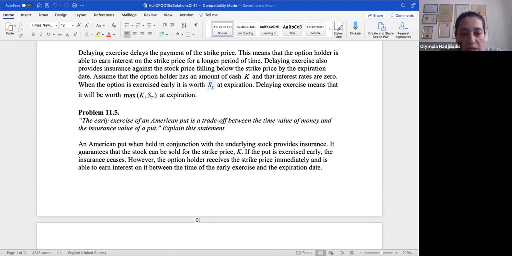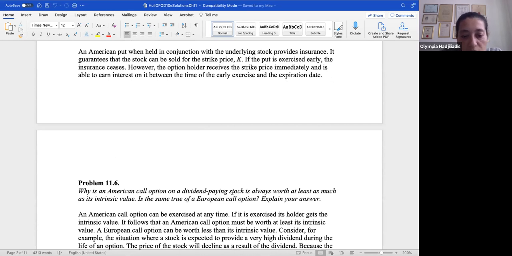The next problem: the early exercise of an American put is a trade-off between the time value of money and the insurance value of a put. An American put, when held in conjunction with the underlying stock, provides insurance. It guarantees that the stock can be sold for the strike price K. If the put is exercised early, the insurance ceases. However, the option holder receives the strike price immediately and is able to earn interest on it between the time of the early exercise and the expiration date.